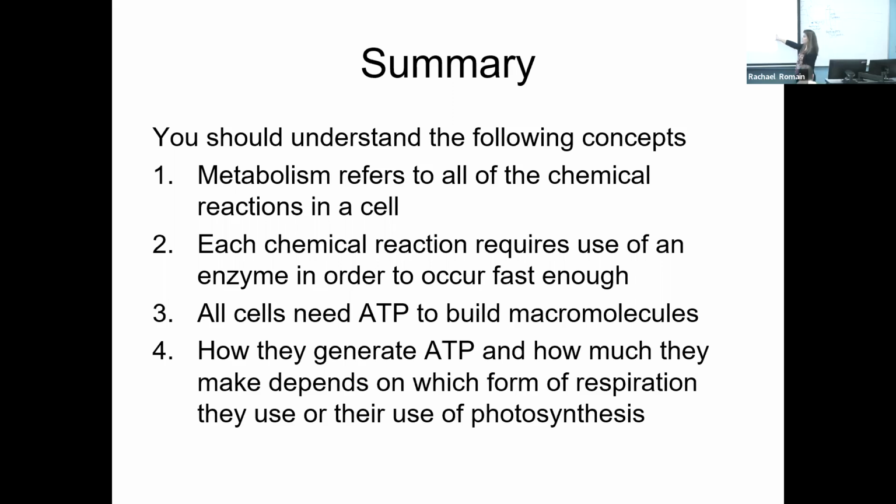Every species is gonna vary in terms of how much ATP they make, the exact components they use, whether they're using aerobic, anaerobic respiration, fermentation, photosynthesis, what those electron carriers are, they all vary.